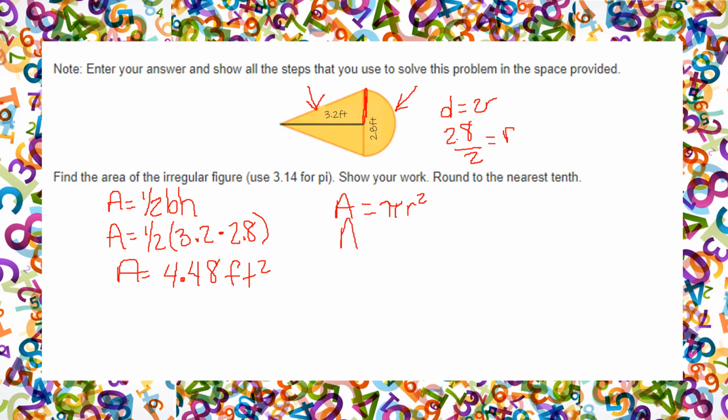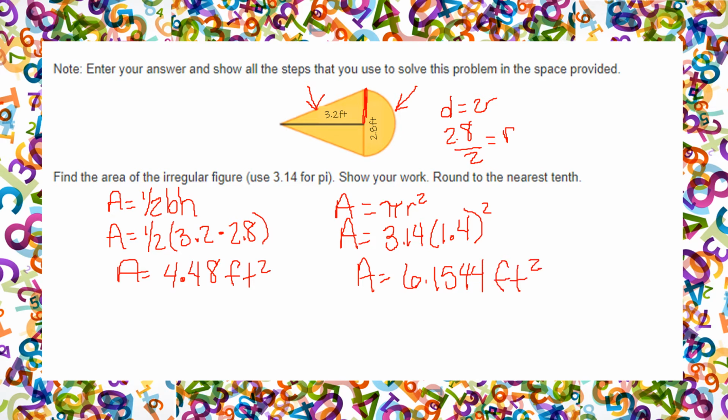So I'm going to plug in what I know. 3.14 for pi times 2.8 divided by 2 is 1.4. Okay, and we are going to square that. So 3.14 times 1.4 squared is the exact same thing as 3.14 times 1.4 times 1.4. And you do get that the area is 6.1544. And that is feet squared because you are dealing with area.